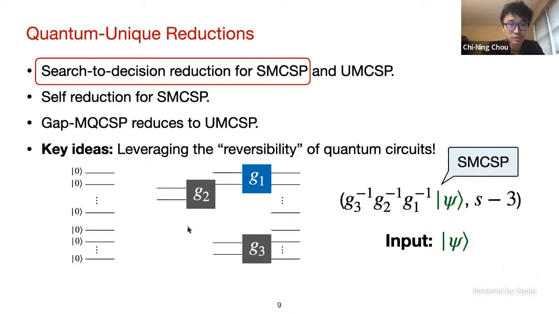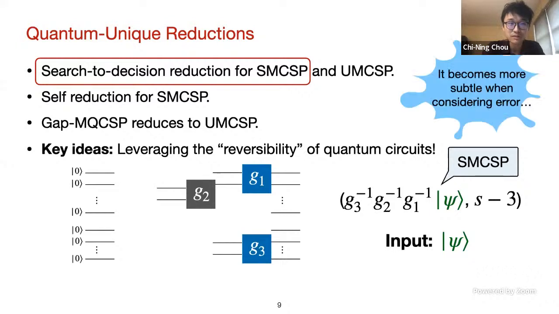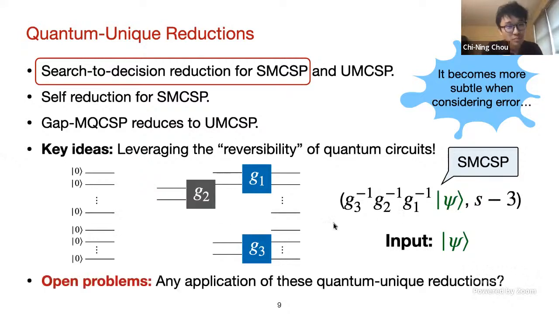So we can keep doing this, and it is because of the reversibility property of the quantum circuit that we can keep querying this decision oracle, etc. And of course, this is actually not exactly true. To make it work actually requires some techniques. But the interesting open problem is: is there any application of this kind of quantum unique reductions?